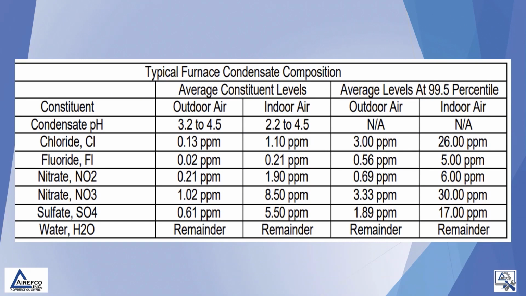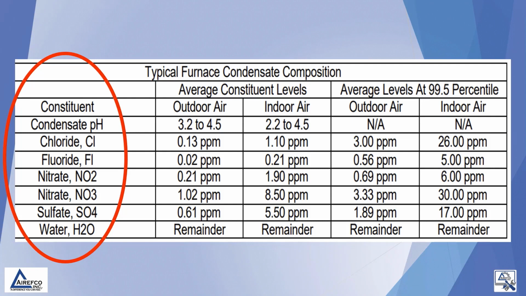It also will tell you what the composition of the condensate is. And you notice on the left-hand side that you have chloride, fluoride, nitrates, and sulfate. Nothing that's really going to damage anything. They've said that the condensate of an average 90% condensing furnace is about like orange juice as far as acidity or caustic characteristics.